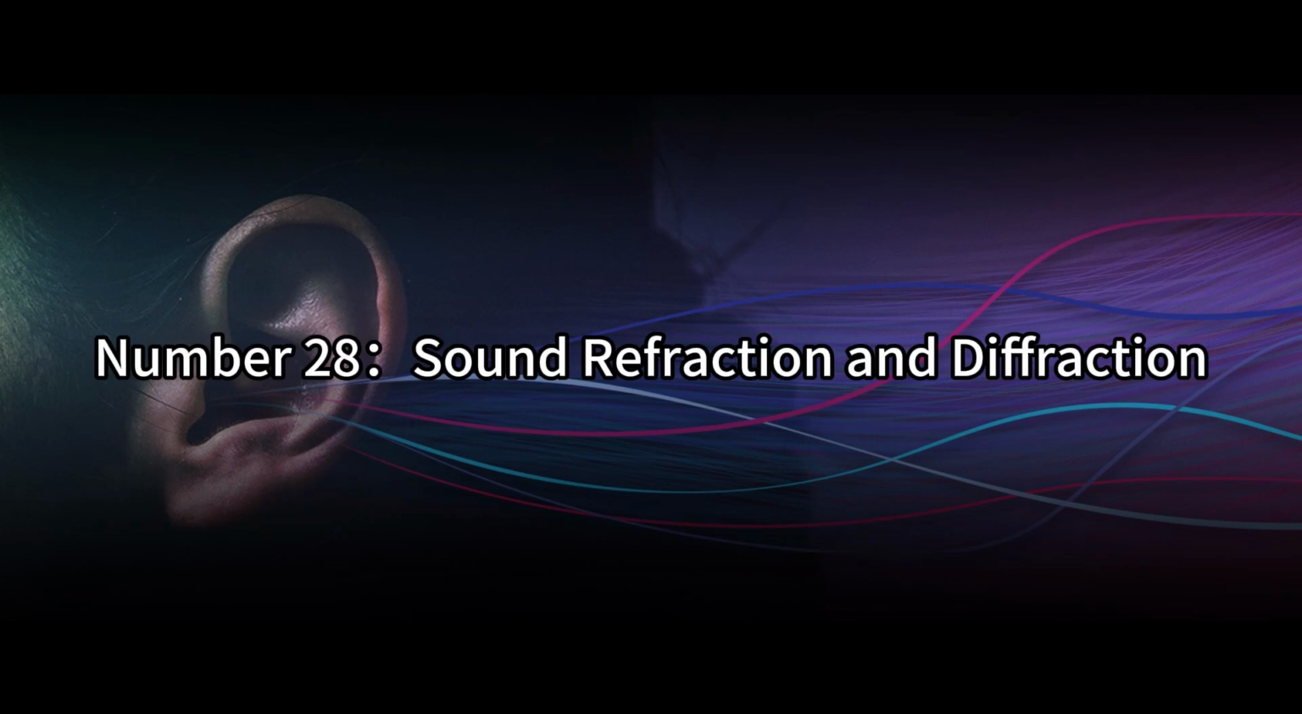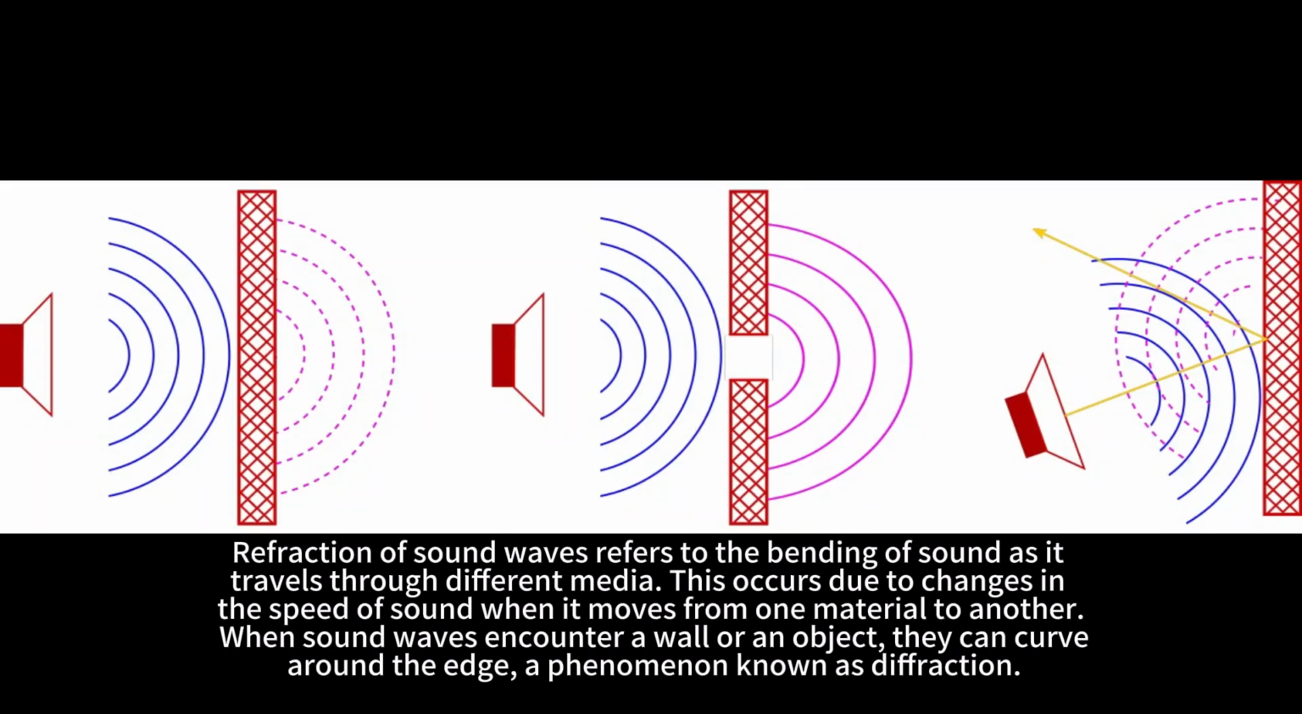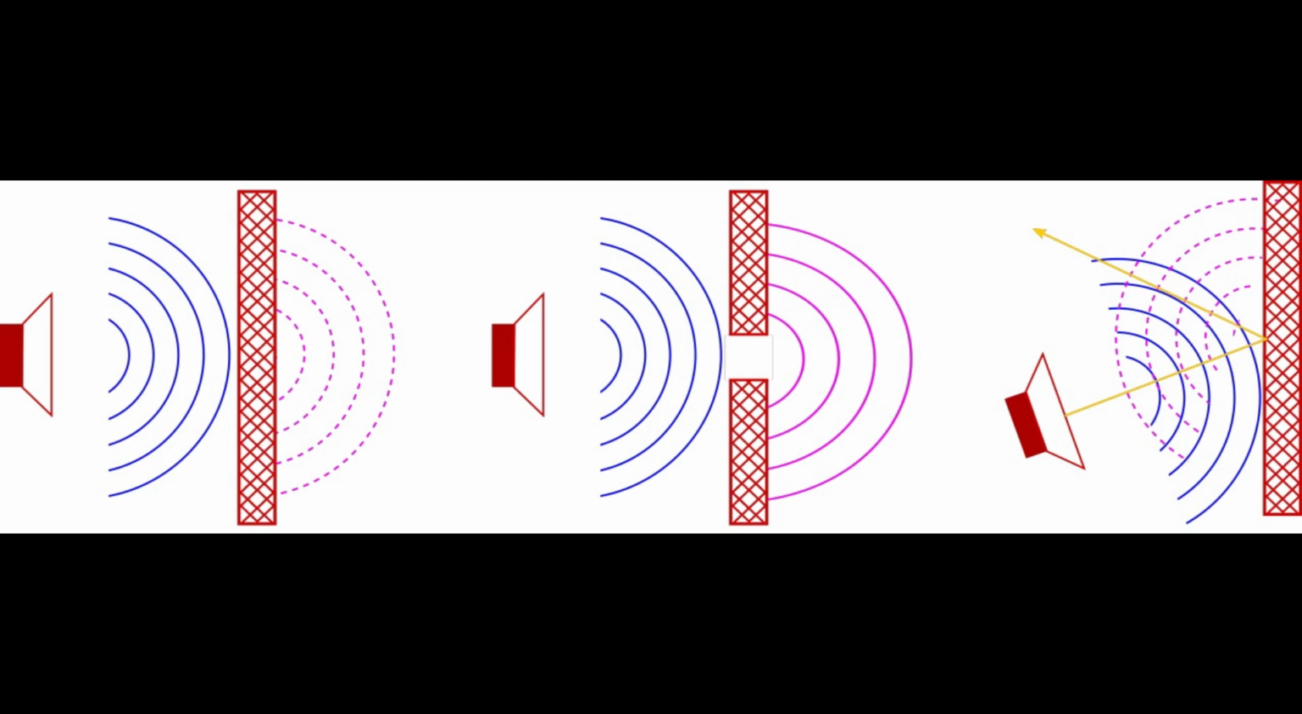Number 28. Sound refraction and diffraction. Refraction of sound waves refers to the bending of sound as it travels through different media. This occurs due to changes in the speed of sound when it moves from one material to another. When sound waves encounter a wall or an object, they can curve around the edge, a phenomenon known as diffraction.